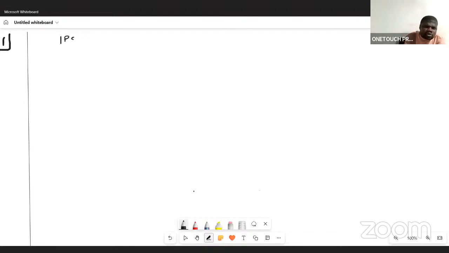So IPSAS 12, which is similar to IAS 2 Inventory. Then there are some few discrepancies, few differences. So IPSAS 12, Inventory. What are the key issues?